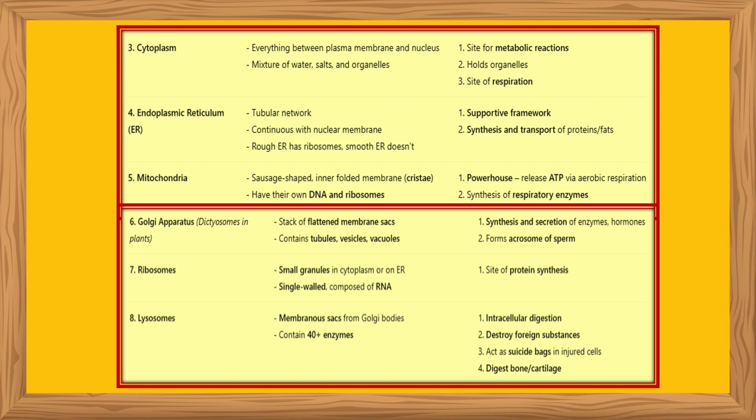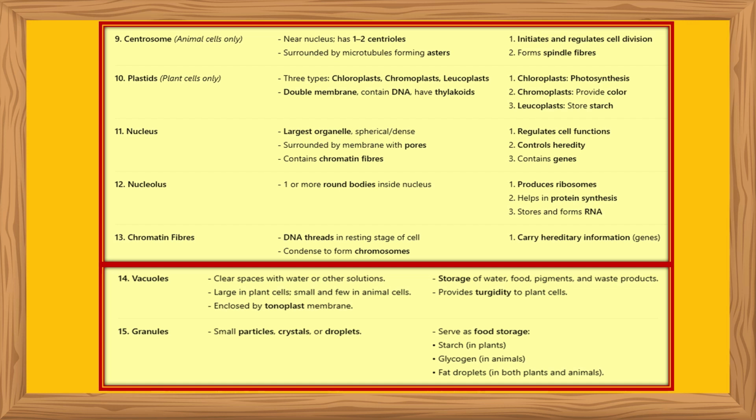Ribosomes: small granules in the cytoplasm or on the endoplasmic reticulum, they are single-walled and composed of RNA. They are the site of protein synthesis. Lysosome: membranous sacs formed from Golgi bodies. They contain 40 different kinds of enzymes. They help in intracellular digestion, destroy foreign substances, and act as suicide bags in injured cells. They help in digestion of bone and cartilage.